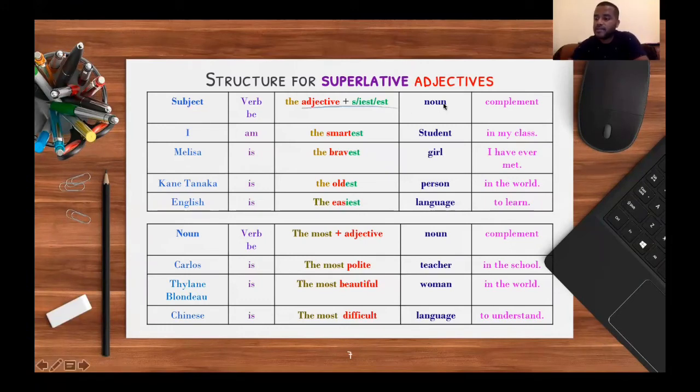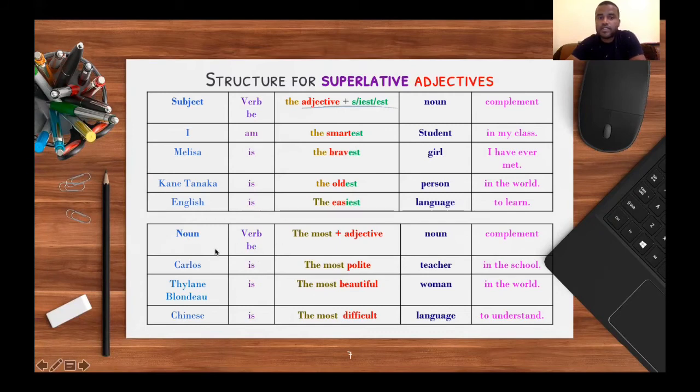Okay, I am the smartest student in my class. Melissa is the bravest girl I have ever met. English is the easiest language to learn. Kenjanka is the oldest person in the world. Okay, here as you notice we have est. So this is a short adjective here, and we have the smartest, the bravest, the oldest, the easiest, etc. Don't forget the and est that we have.